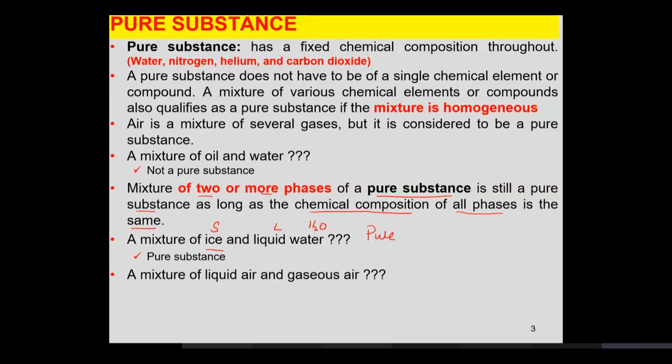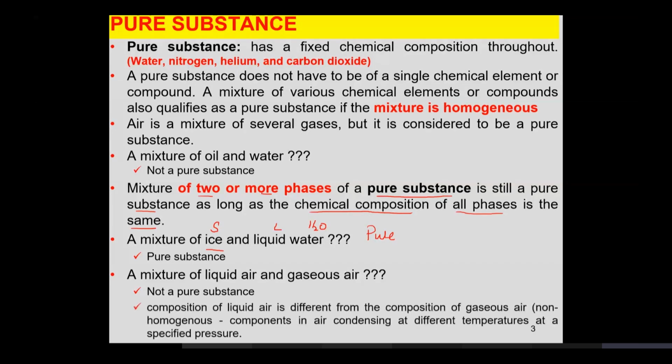So liquid air and gaseous air in a mixture would not be a pure substance. Why? Because in the liquid air, the composition would not be the same. Number one, due to the reason that the components would be condensing at different temperatures at a specified pressure, and number two, the densities might differ so that they may not be in the same ratio throughout the system. Clear enough?